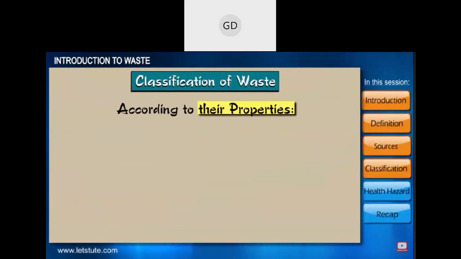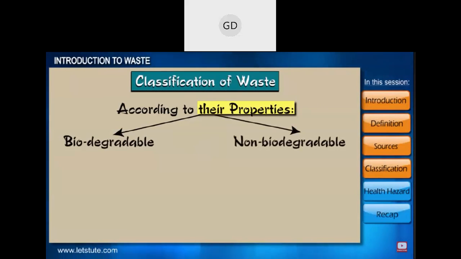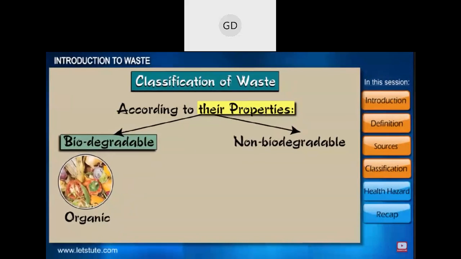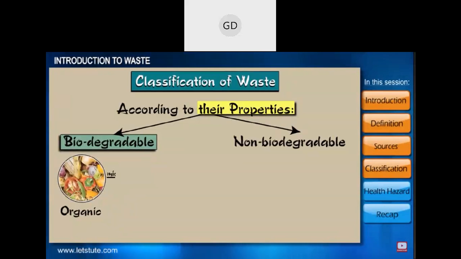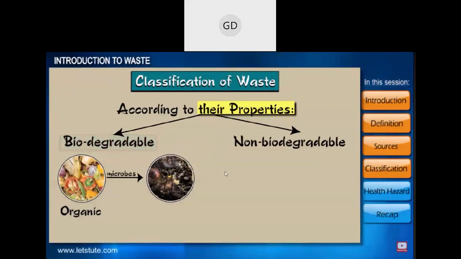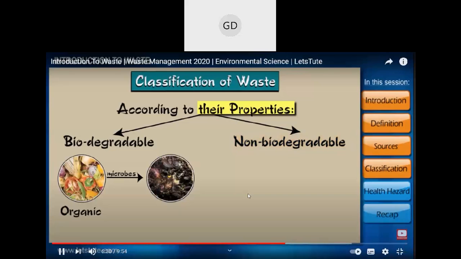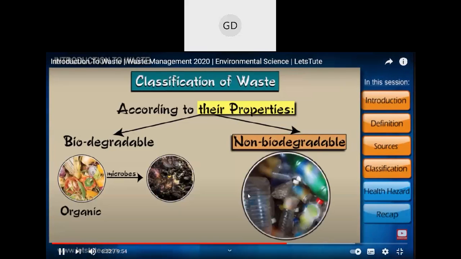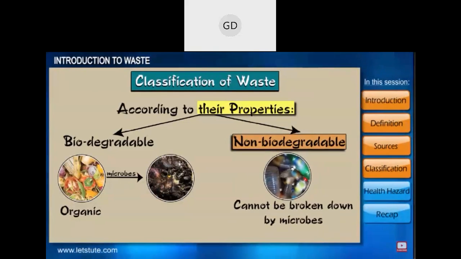According to their properties, waste can be classified as biodegradable and non-biodegradable. Waste that are organic, the one which can be easily broken down by the action of microorganisms over the time, are called biodegradable waste. Whereas the non-degradable waste are the ones which cannot be broken down by microorganisms and will remain on the earth for years until we properly manage them.